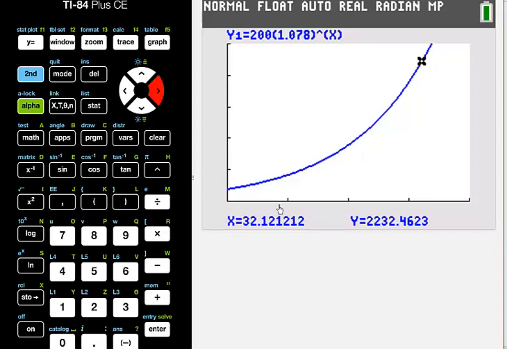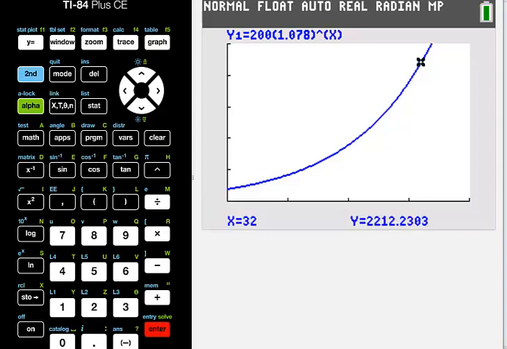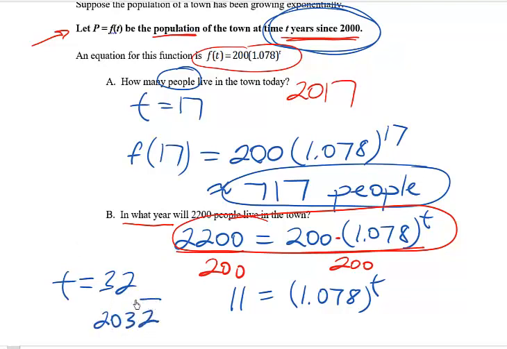If I really want to see where 32 takes me, if you hit trace again, you can actually type 32 and hit enter, and it'll take you right to that spot. And sure enough, we're right there around 2,200 people. So to answer our question, we were not able to use algebra, but using the technology, we got a t-value of about 32. T stands for number of years since the year 2000, and so we're basically saying in the year 2032, that's when we expect that population to reach 2,200 people.